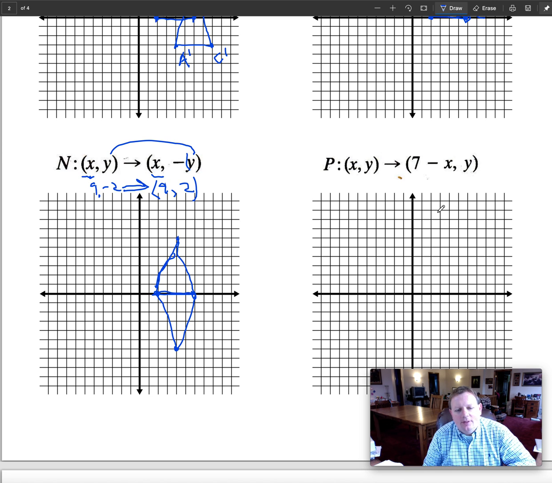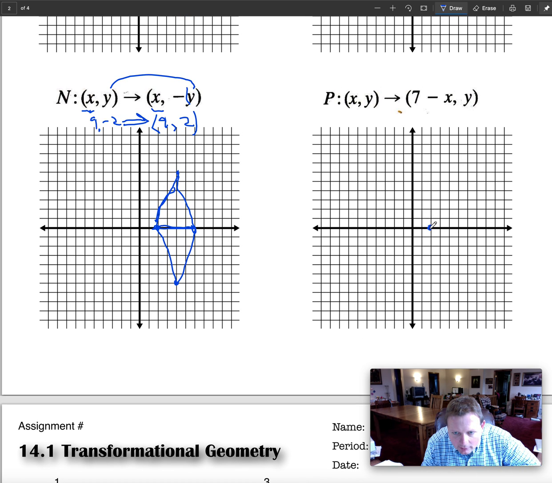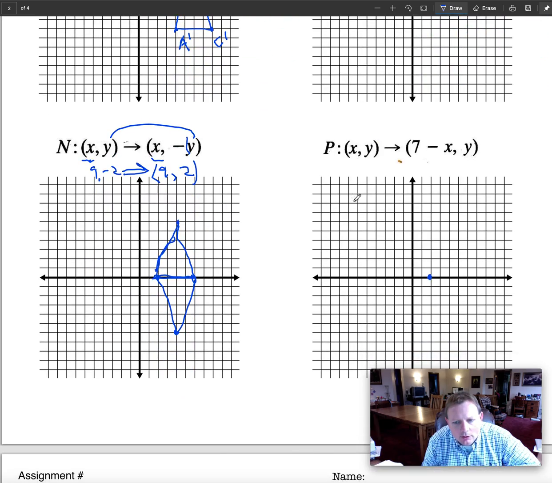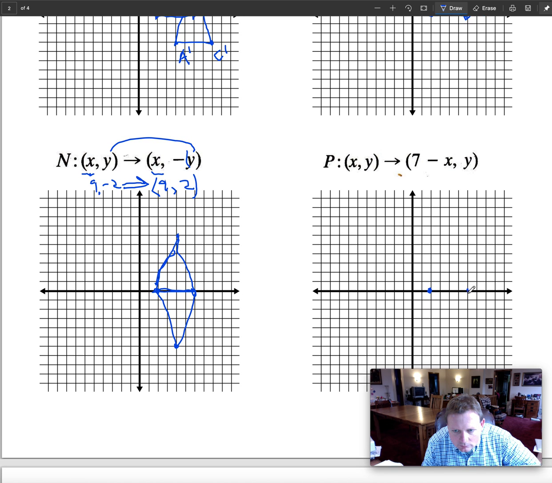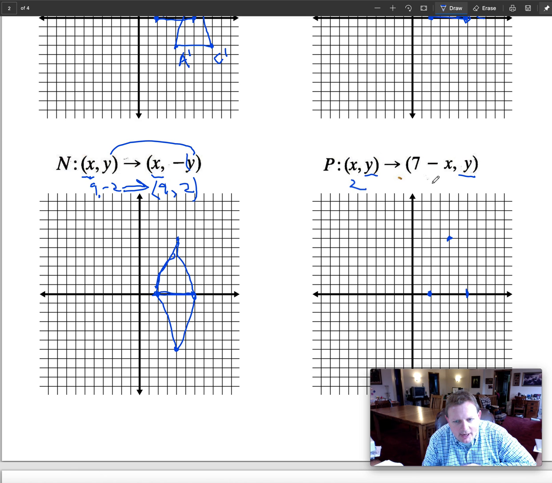Okay? Then for the last one, we have this point, what was it? 2, 0. Whoa! It's like going on a ride. And we got 6, 0. And we have 4, 6. The y values do not change. The x value, that used to be a 2, became a 5. So that's 5, 0.